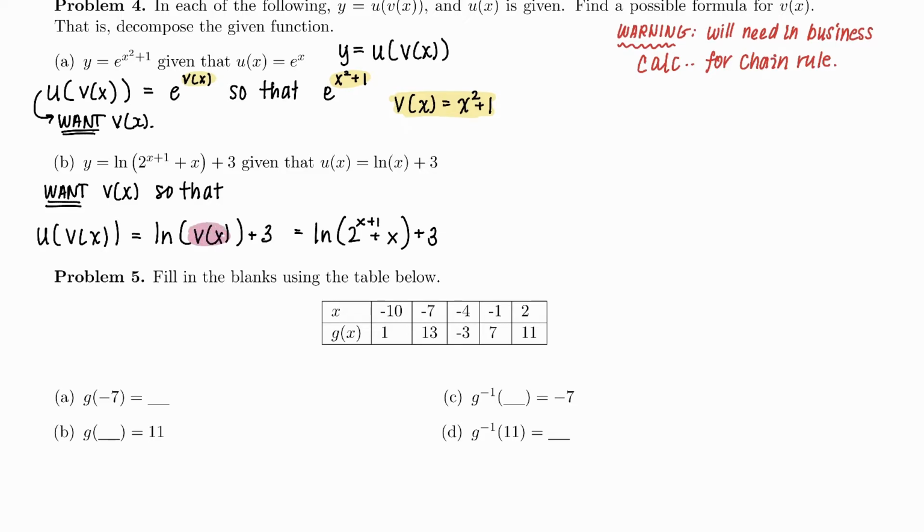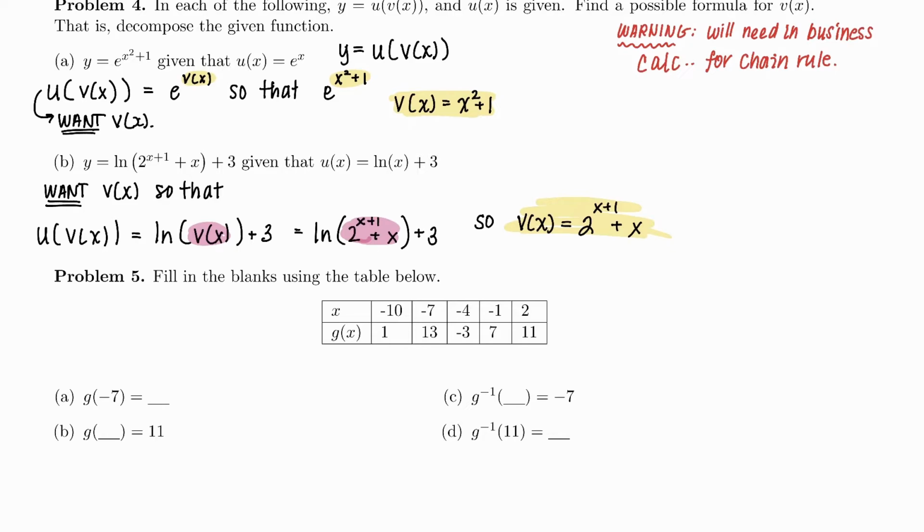So I've got v of x in here, and on the other side I have 2 to the x plus 1 plus x. So this means that v of x is going to be equal to 2 to the x plus 1 plus x. Okay.